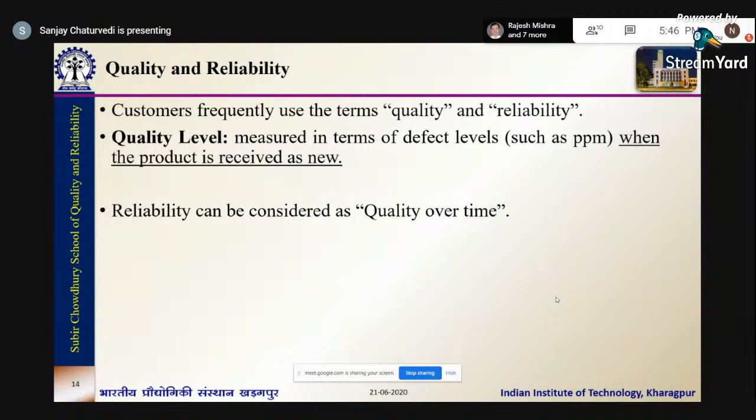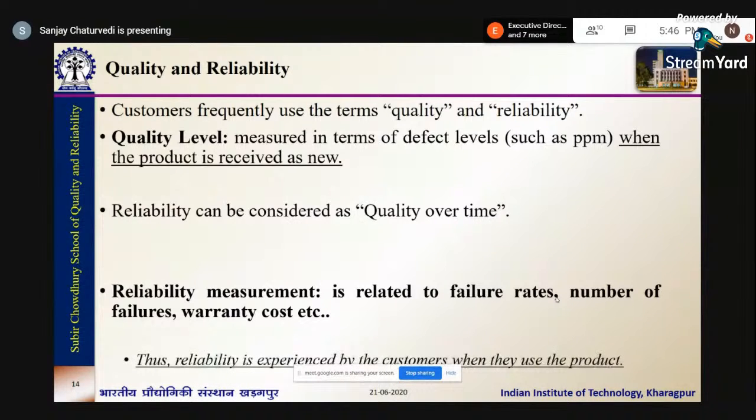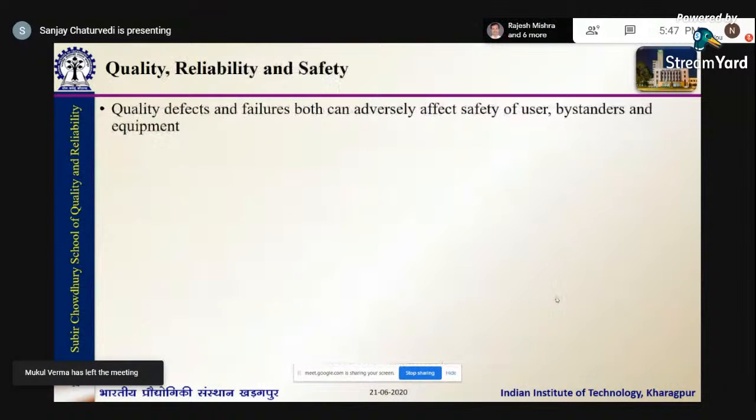Now, reliability can be considered as quality over time. This is one of the statements you'll find in many places. If you measure the quality with respect to time, then you are talking about reliability. How is reliability measured? It is generally related to failure rates, number of failures, warranty cost, and some life, D10 life or BX life, and so on. So reliability is experienced by the customer when they use the product. This is possibly not true with quality.